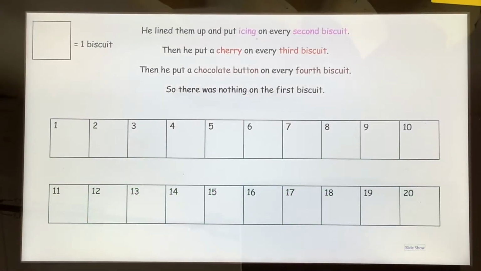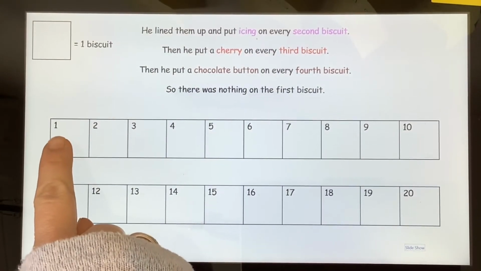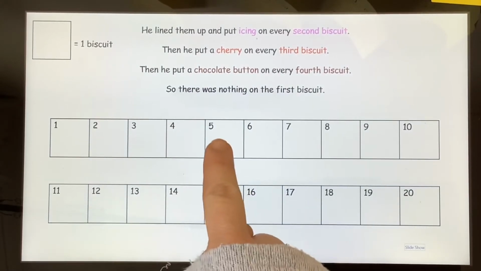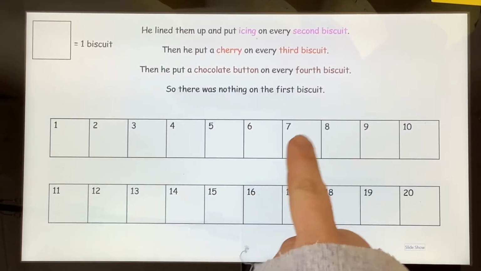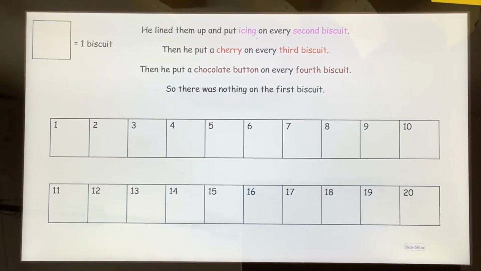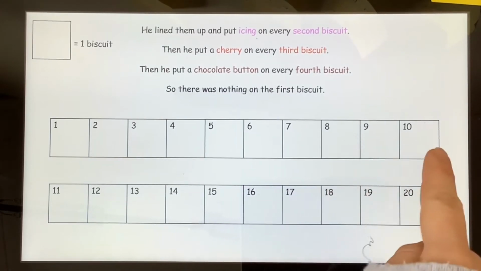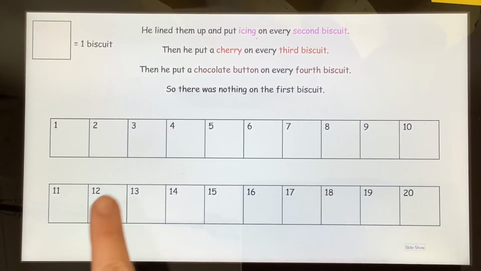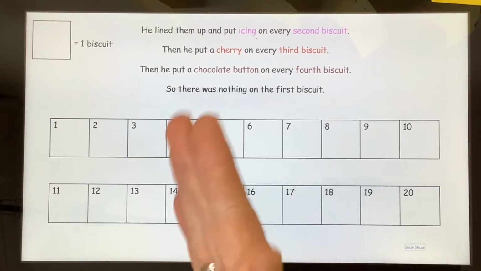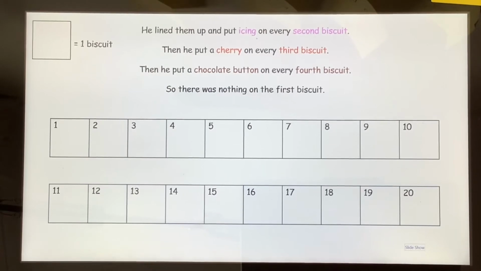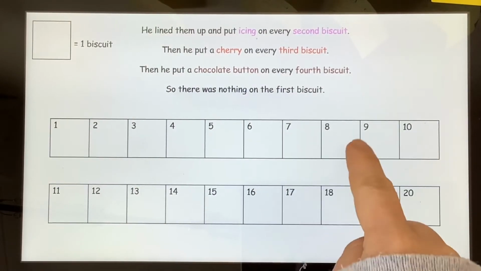So, hopefully you've had a go. Now what you need to notice here is that there's icing on every second biscuit. So what that means is no icing on 1, 2, yes icing, 1, 2, yes icing, 1, 2, yes icing, and so on. And hopefully you noticed that you're putting icing on every even number because it is every second biscuit. Every second biscuit has icing, and I could write icing in that box.